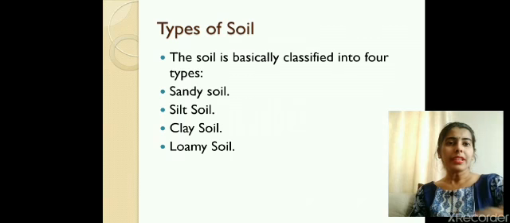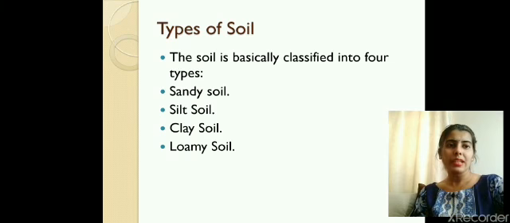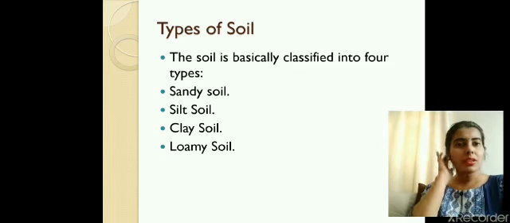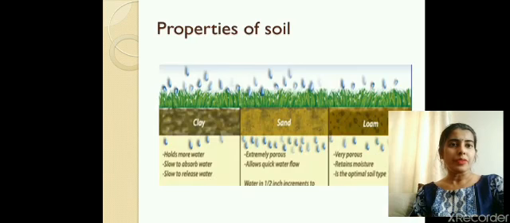So here we can categorize sandy soil as having the biggest particle size. Clay soil has the smallest size of the particle, and silt soil has an average size between sandy soil and clay soil particles. Loamy soil is a mixture which contains all these three different types of soil particles in proper proportion. So now let's study their properties.